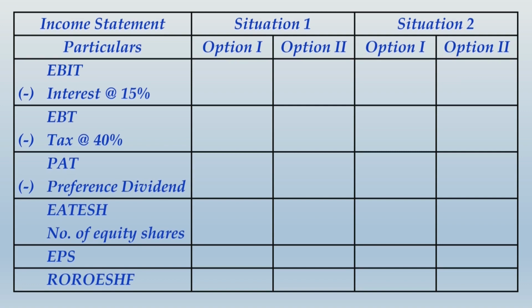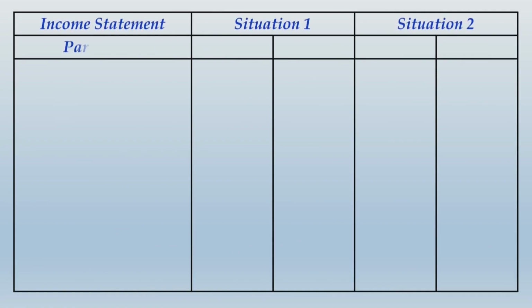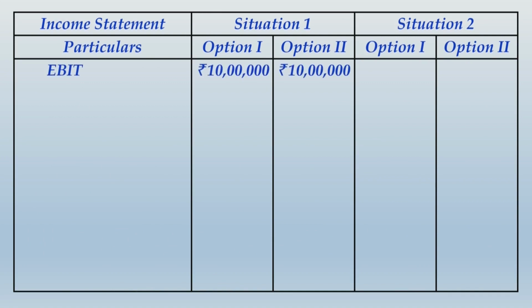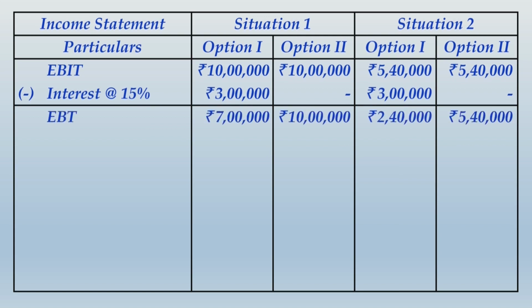I am sure you all have attempted the calculations from your end. Let us first check whether you were correct with your calculations or not. So here now I am presenting the same table with all figures displayed on screen, getting started with EBIT, less interest at 15%. You can notice one thing, that interest is being considered only and only in option 1. So EBT, what we get, from that you subtract tax at 40%.